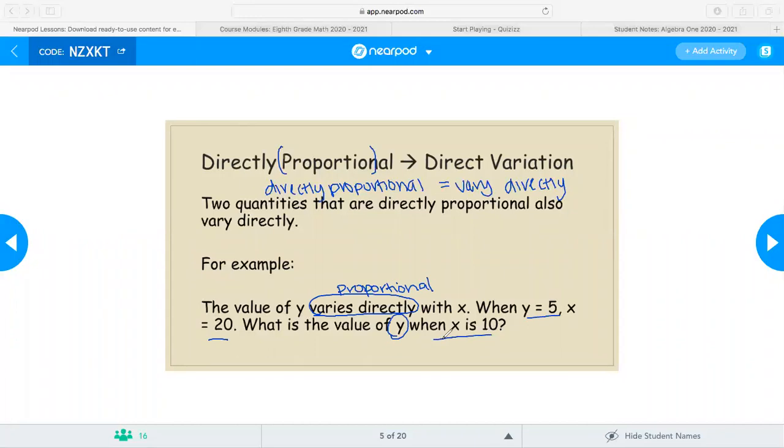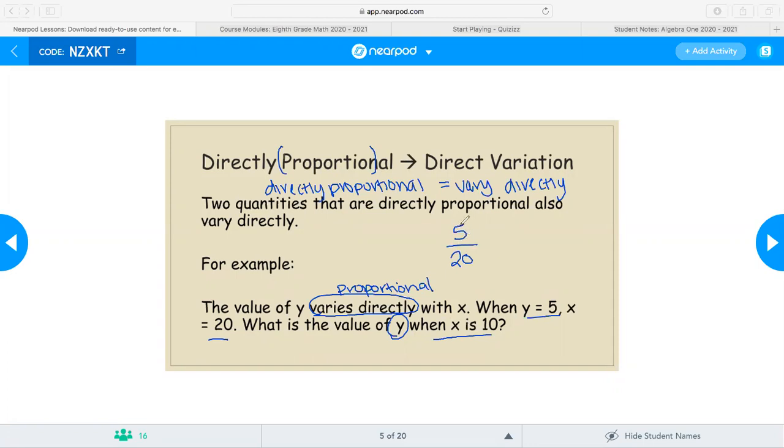So we're trying to find a missing variable. And it already tells us a couple of key things. It tells us this is proportional, y and x are proportional. And it tells us when y equals 5, x equals 20. So what I'm doing right now is I'm setting up a proportion.